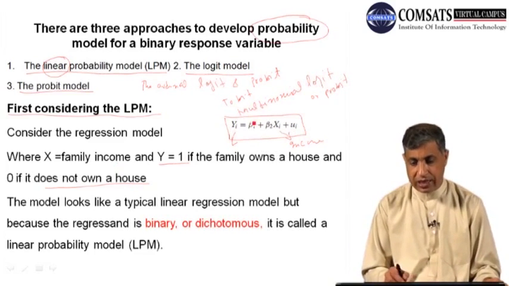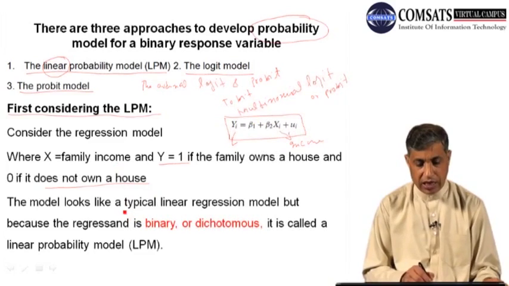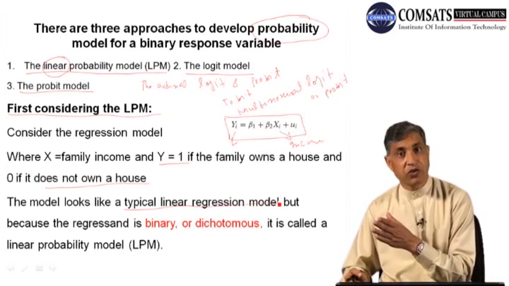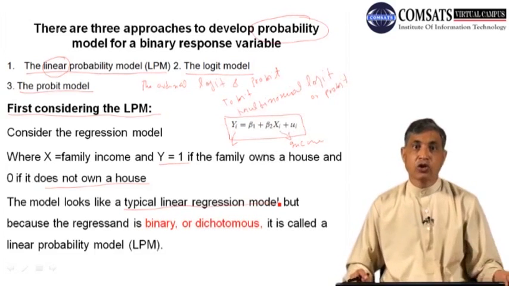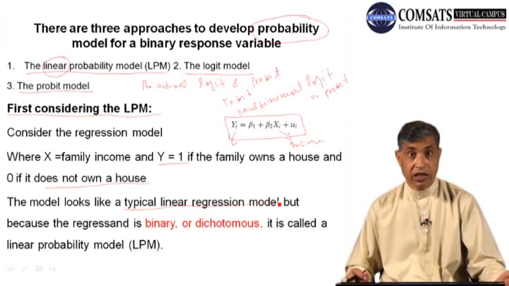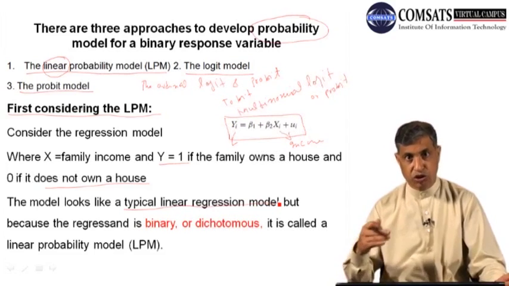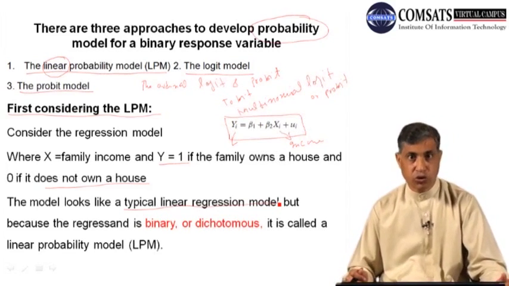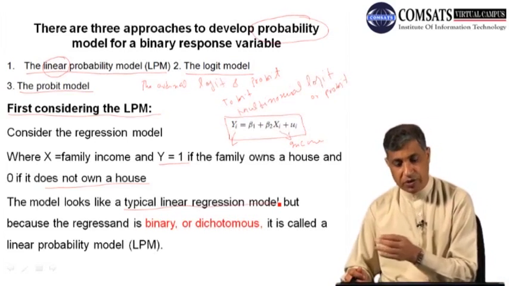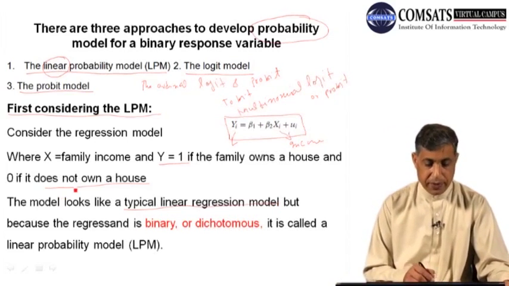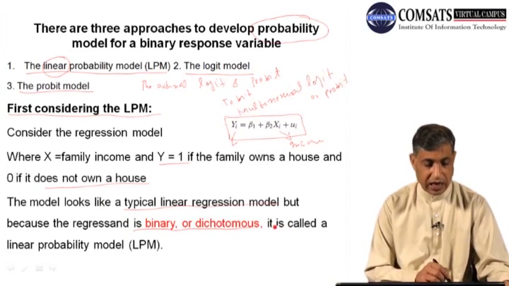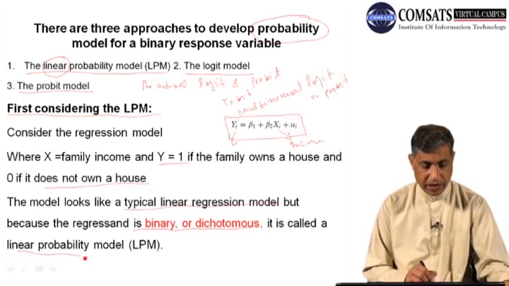If you look at the model, this is very simple. It looks like a typical linear regression model, as we saw before. So immediately the situation emerges that we should apply OLS, since it is similar to the previous. But you will see, because the regression is binary or dichotomous, it is called a linear probability model.